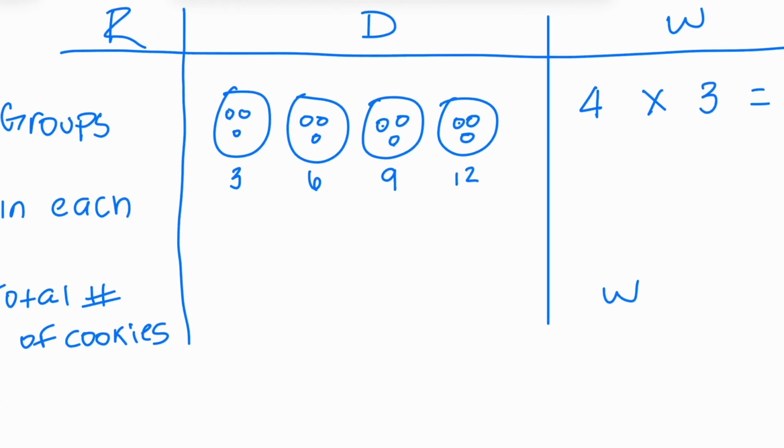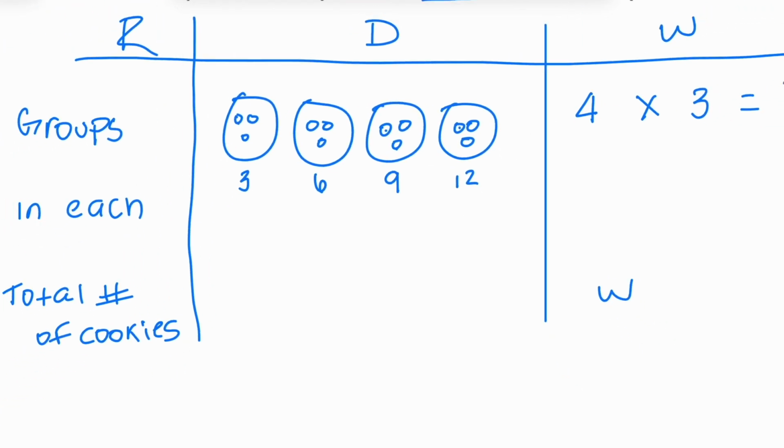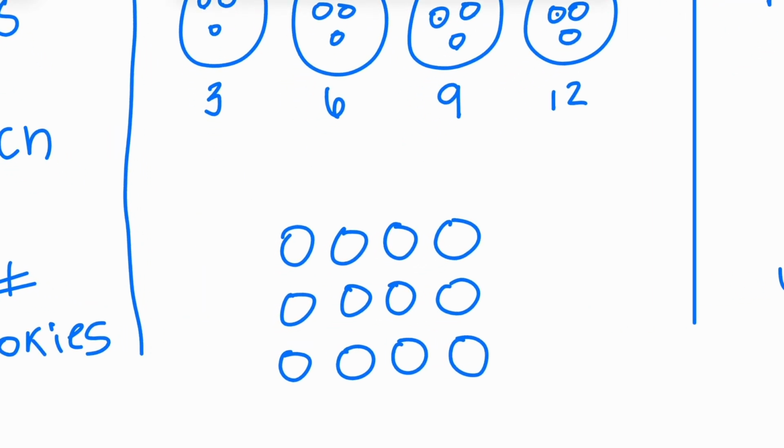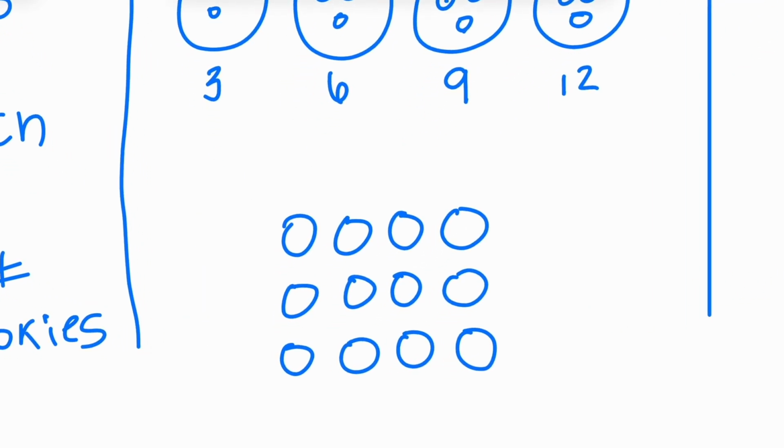I'm going to use an array as well just to verify this information. So since I know there are 4 groups, I'm going to make a group of 4. 1, 2, 3, 4. And I'm going to have 3 rows. Again, this is an array. And so when I count, this is 4, 8, 12. Notice how this time, instead of skip counting by 3s, I skip counted by 4s. I believe that's an excellent way of trying to understand the different ways of multiplication.